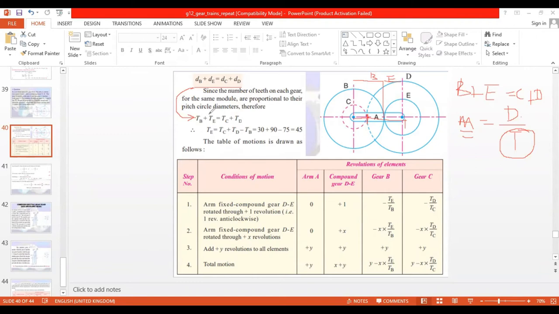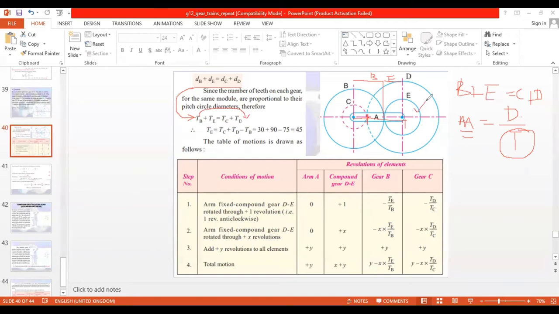So we have the number of teeth on B, C, and D, and we need to find E. When you make TE the subject, TE is equal to TC plus TD minus TB. TC we know is 30, TD is 90, minus TB, that is minus 75, which is equal to 45. So now we have found the number of teeth on E.